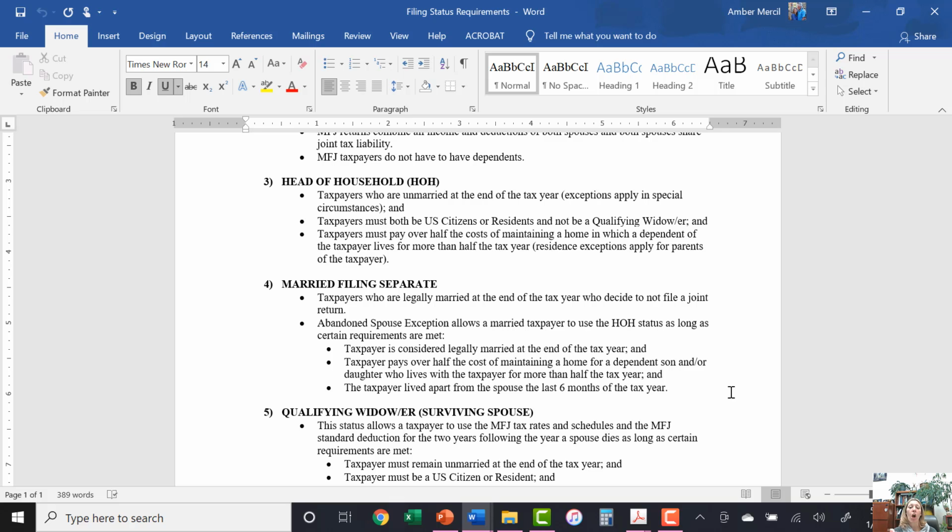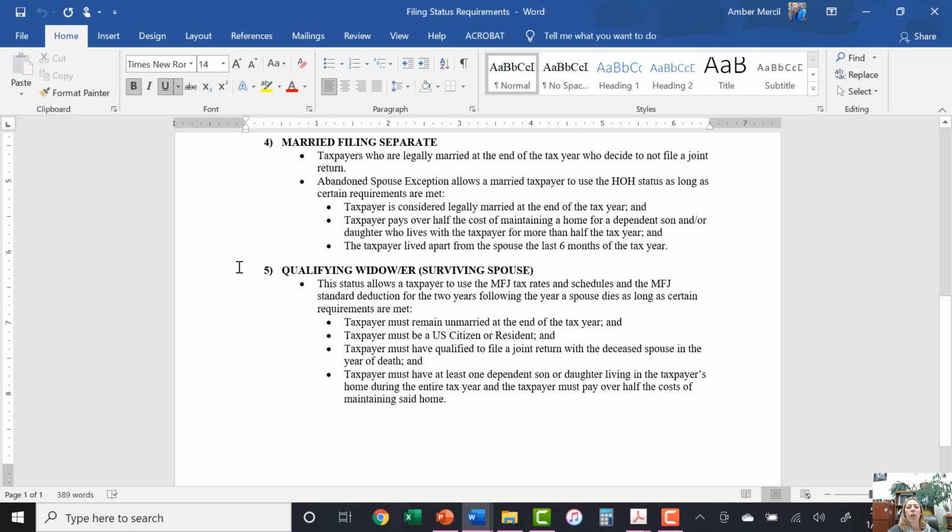Okay, those are all required to be able to use the abandoned spouse exception. If they don't hit those requirements, then they have to file either married filing joint or married filing separate, one or the other. Okay, so that exception has been used a couple times in the time I've been doing VITA, but not often. But it's there for those people who have been essentially abandoned by their spouse.